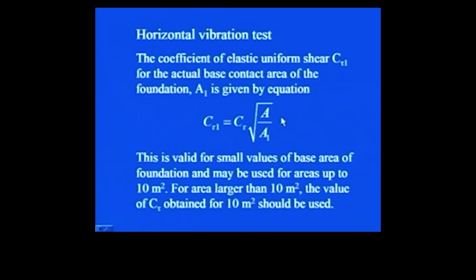See, A is the area of that block, but it is just modeling the foundation, it is not the exact size of the foundation. So, for that correction we need to apply. So, that is what it is. This is valid for small values of base area of foundation and may be used for areas up to 10 meter square. For areas larger than 10 meter square, the value of C tau obtained for C area to be equal to 10 meter square should be used.